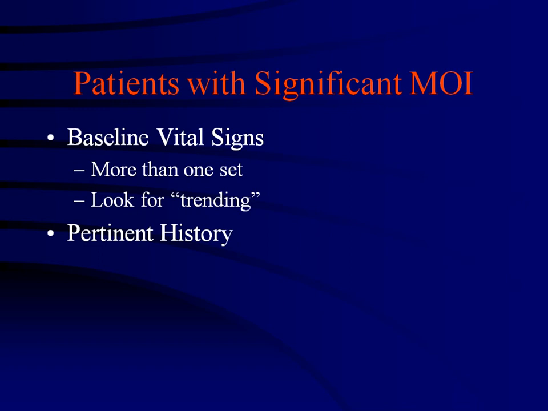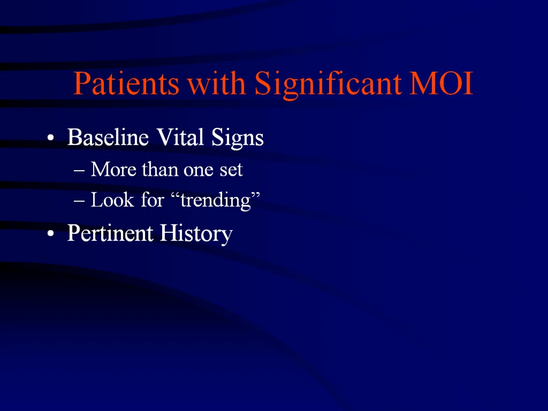When you take the patient's baseline vital signs, you always want to take more than one set. Why? You want to have something to compare it to. And you want to look for trending. Trending is what? What do I think might happen to this blood pressure? Guys sitting out there in the hallway with 2 GSWs to the chest and their blood pressure is 130 over 80. What do I expect that blood pressure to do? There you go. It's trending, okay?